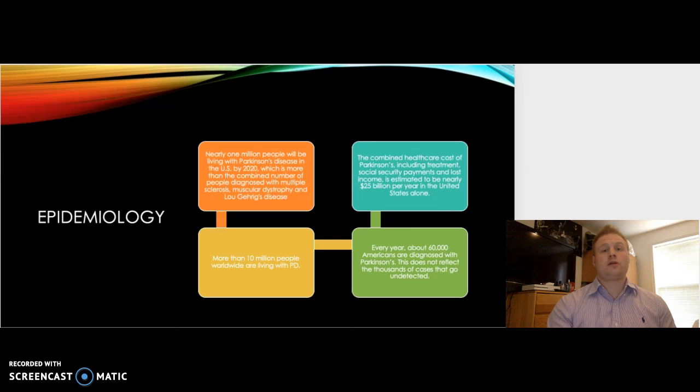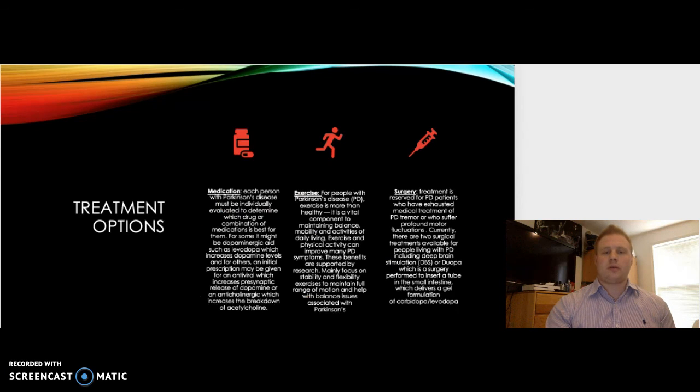Finally, the combined healthcare costs of Parkinson's, including treatment, Social Security payments, and lost income, are estimated at nearly $25 billion per year in the United States alone. So that's a huge, huge factor in thinking about our healthcare and our economy.